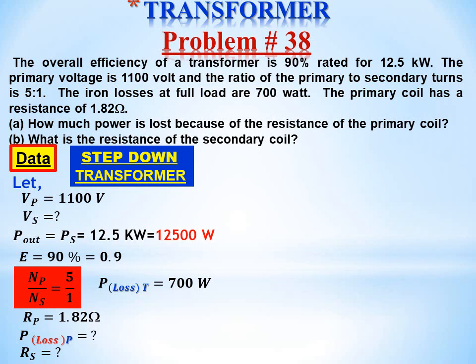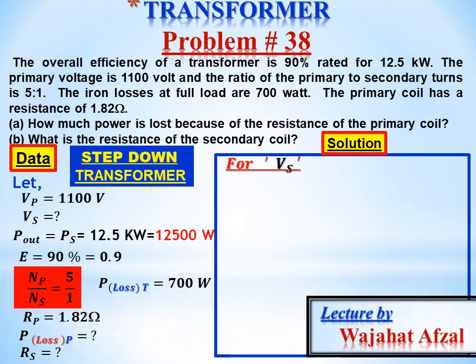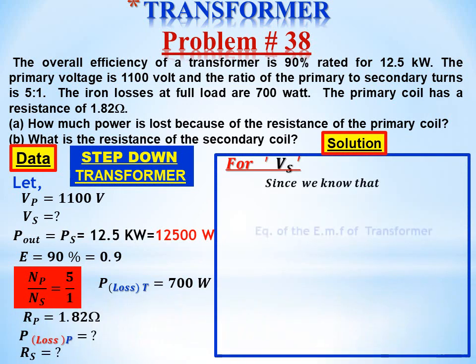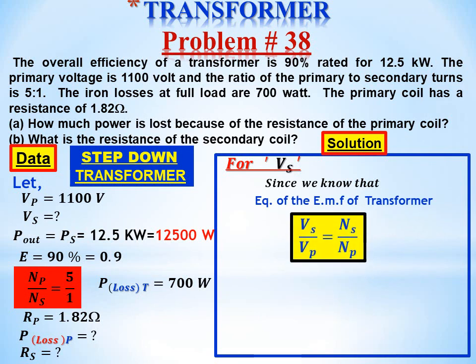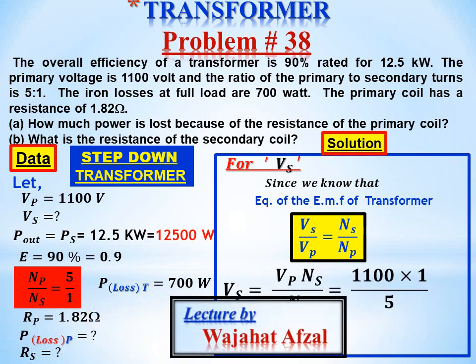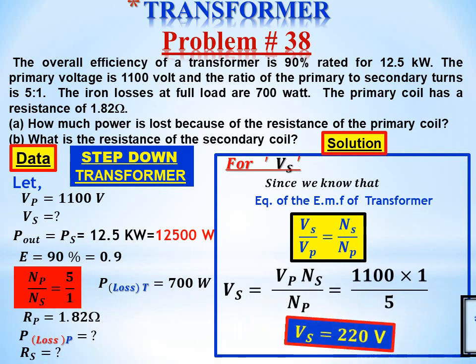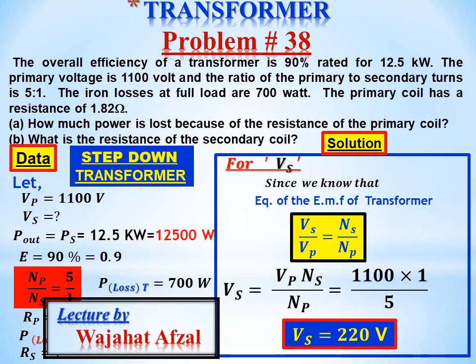Okay, now let's start this numerical. In the solution, first of all, we will find potential difference in the secondary coil using the equation of the EMF of transformer, that is Vs upon Vp equals Ns upon Np. Equate this equation for Vs by placing their values. We will get our Vs is 220 volts. Okay, note it down carefully.